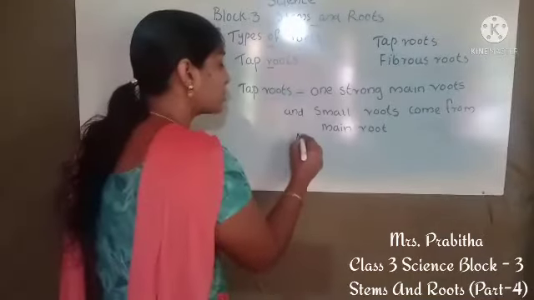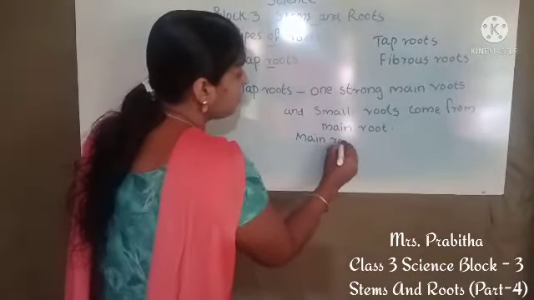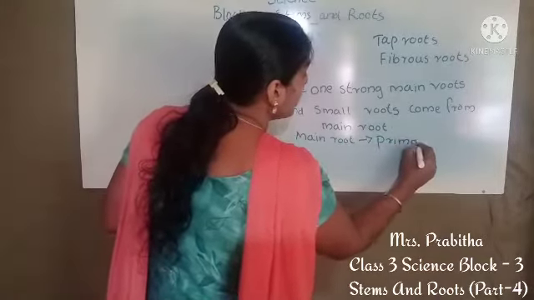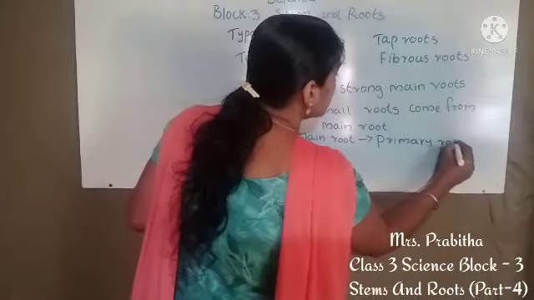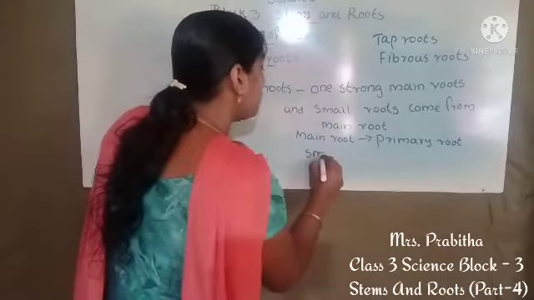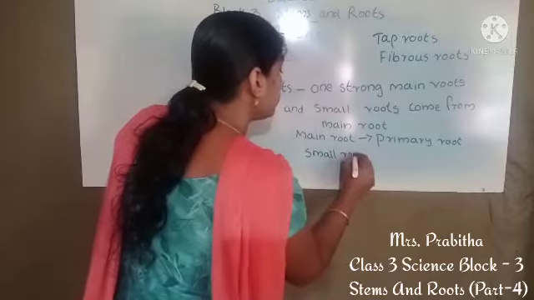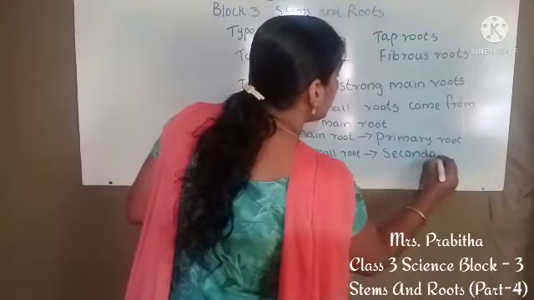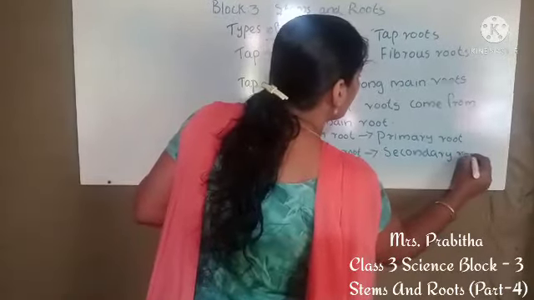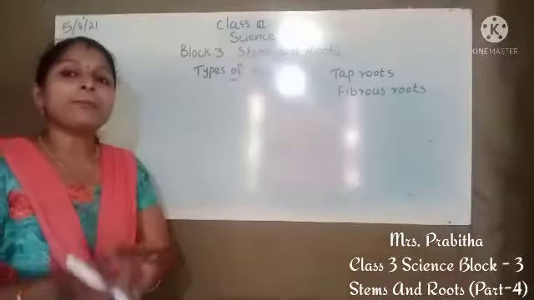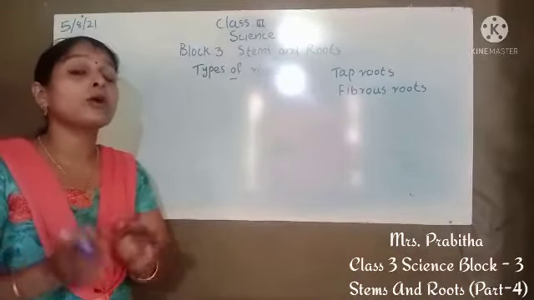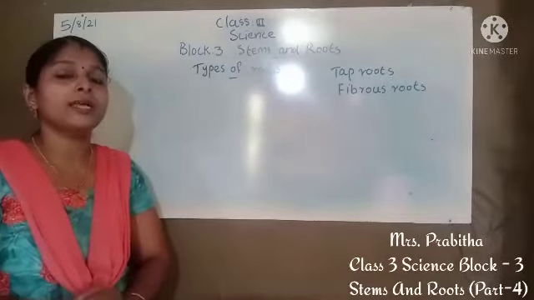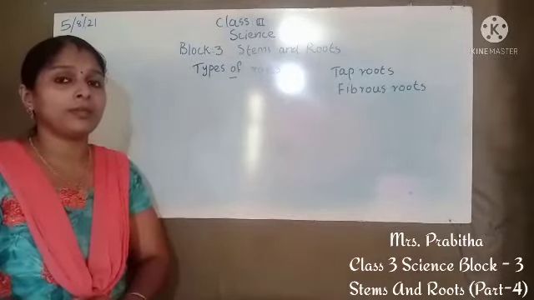So this main root is called what? The main strong root is called primary root. Then small roots are called secondary root. Okay, so tap roots have primary root and secondary root. Tap root has one strong main root, and some small roots are coming from the main root.